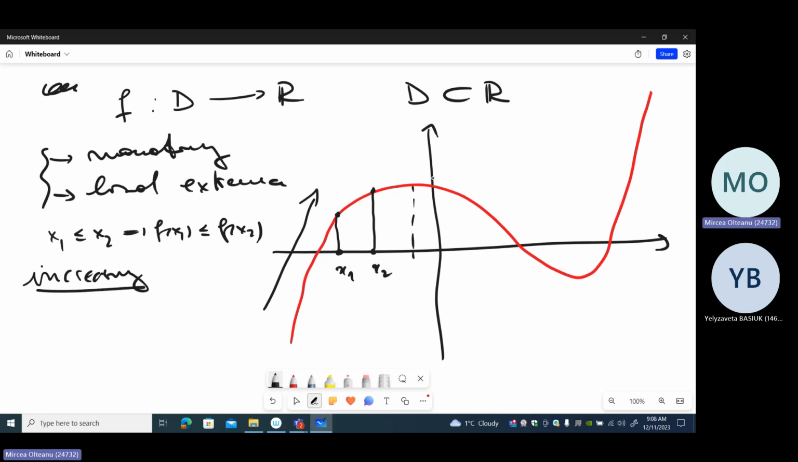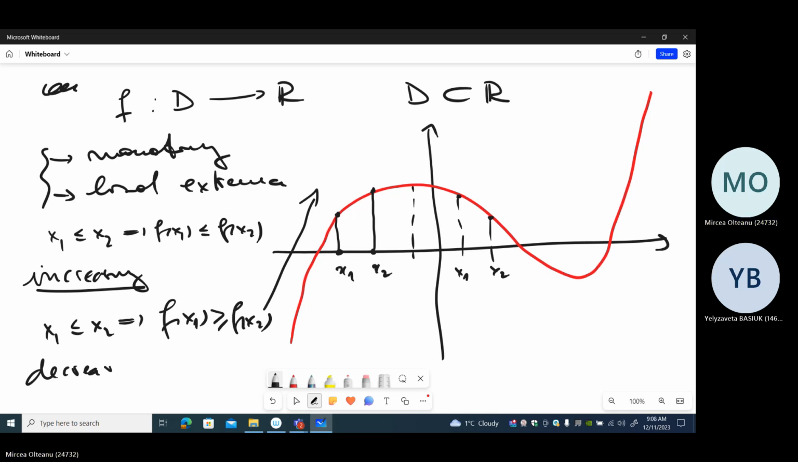Increasing, yes. There are other intervals. For example, here, if we take two points x1 and x2, we observe that x1 is less or equal than x2, and the function at x1 is greater than the function at x2. We call such a function decreasing. Yes, and so on. In general, a function is increasing on some intervals and decreasing on other intervals.